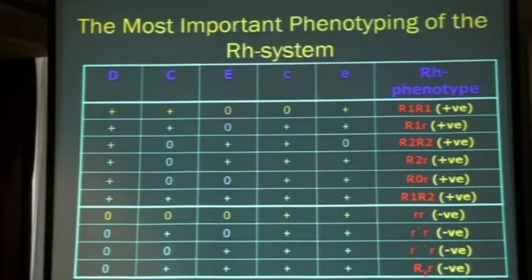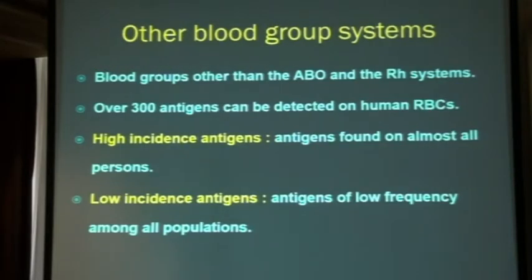The most important phenotyping of the RH system covers these five antigens. We know there is a regular trend to give RH negative blood to RH positive patients, but this slide shows that if we give RH negative blood carrying little c antigen to a patient with RH positive blood of type R1, which is about 9% of people, it will cause anti-c, a high incidence.